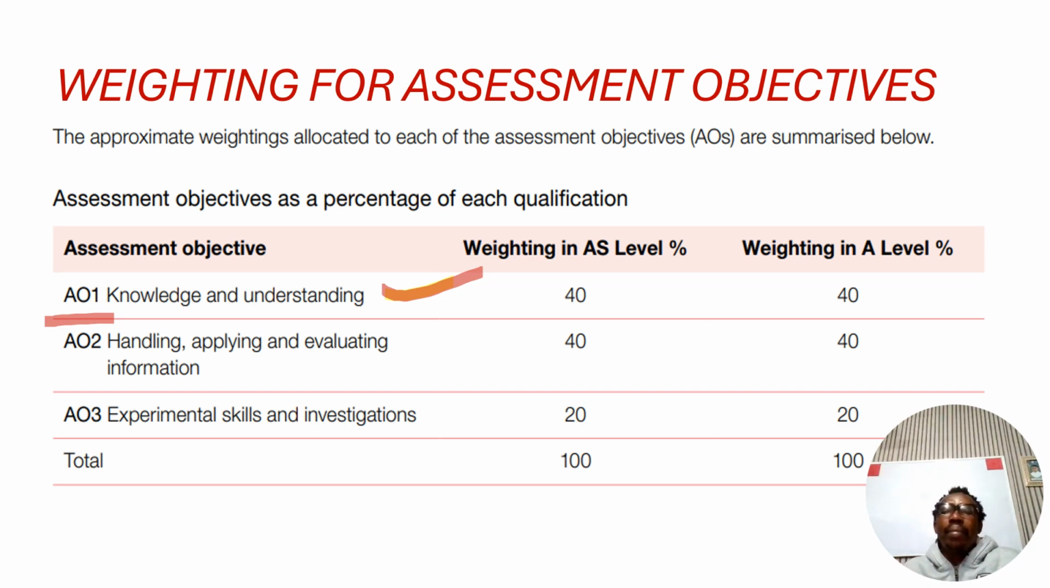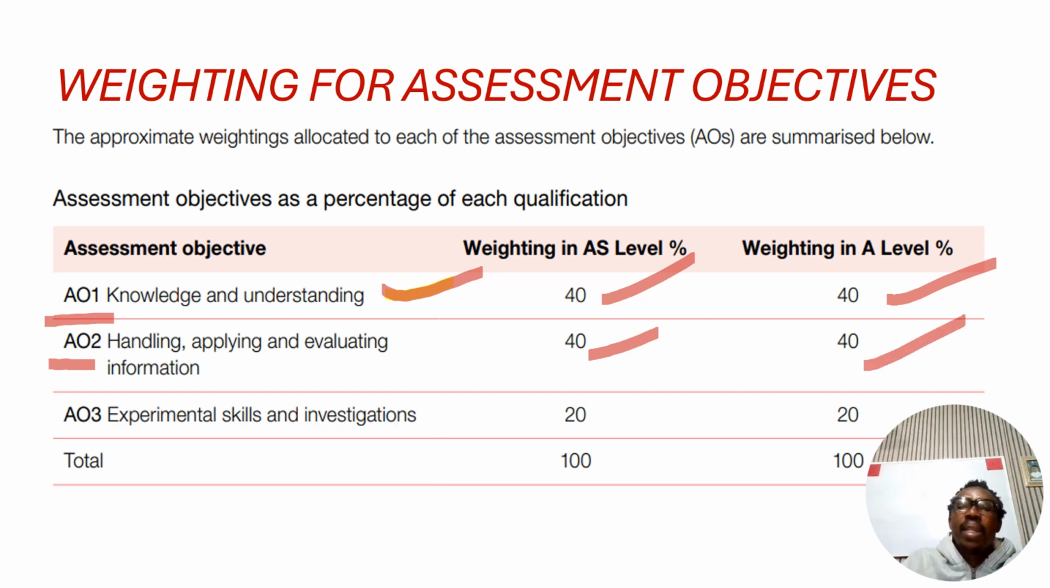Now, the weighting in AS level, you take 40% for AS, and for A level, you take 40%. Then we'll have assessment objective 2, which is handling, applying, and evaluating information, which is 40% AS and 40% A level. Then assessment objective 3, which is experimental skills and investigation, will take 20% in AS and 20% if you are doing the A level program. So the total will be 100.